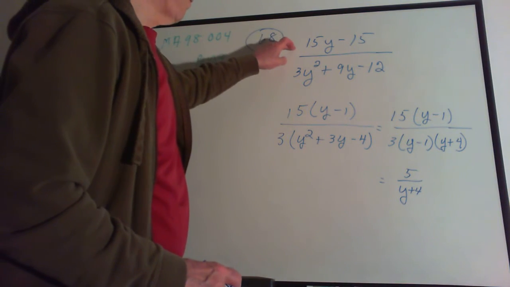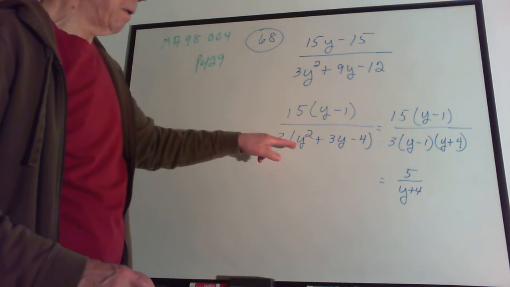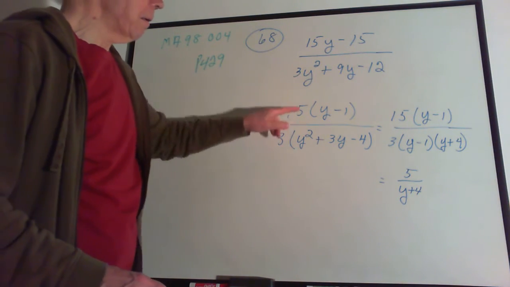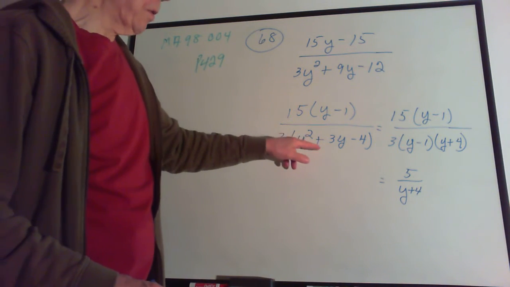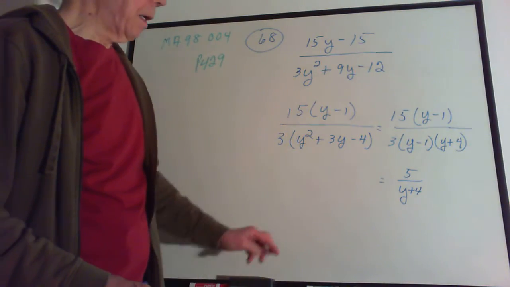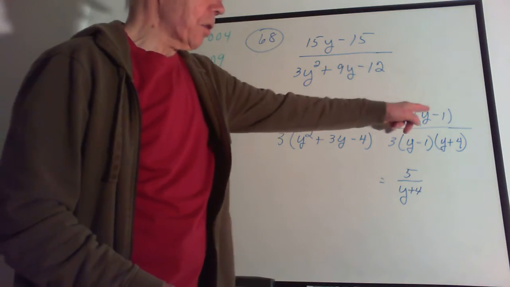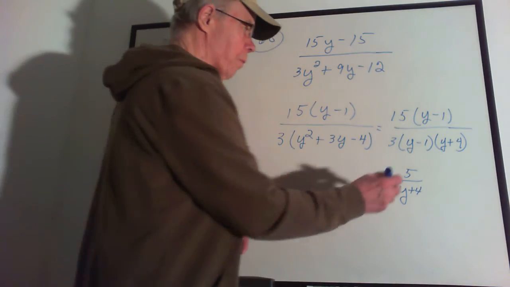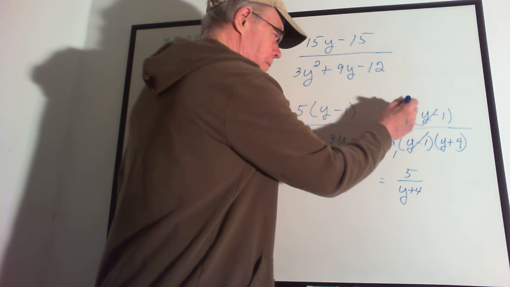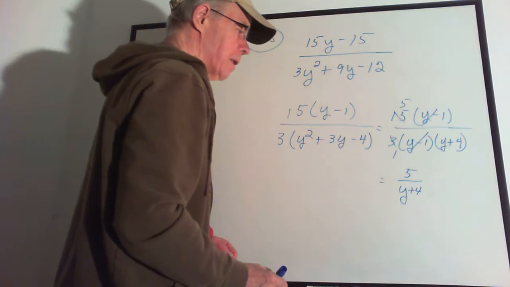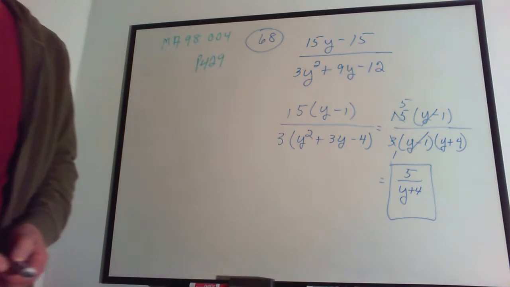All right, you can factor 15y minus 15 into 15 times (y minus 1). You can take out a 3 from it, a common factor, so you get 3 times (y squared plus 3y minus 4). This can be factored into (y minus 1)(y plus 4). It has a common factor of y minus 1, y minus 1. And you can divide 3 into 3 to get 1, and 15 by 3 gives you 5. So your final answer is 5 over (y plus 4).